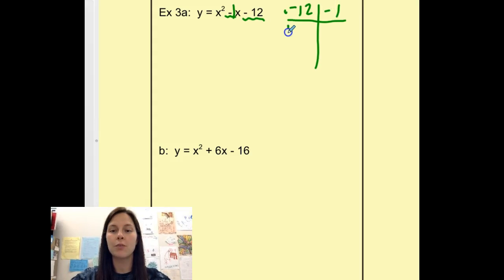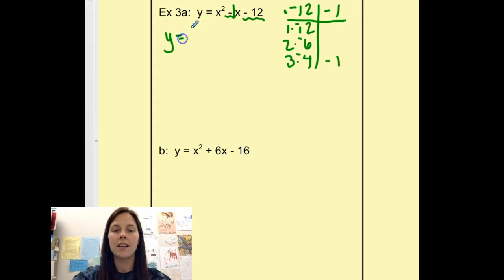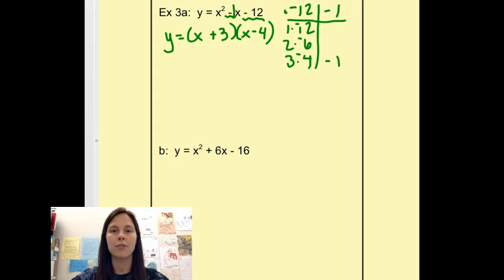The numbers that multiply to 12 are 1 times 12, 2 times 6, and 3 times 4. None of these add to 1, but then again, none of these numbers multiply to negative 12. So if we make one of the numbers negative, I'm making the bigger number negative because we're adding to a negative, so we want the larger number to be negative. 3 plus negative 4, the one at the bottom, does give us that negative 1. So when I factor this, I have x plus 3 times x minus 4. Again, that positive 3 times negative 4 multiplies to a negative 12, and the positive 3 plus negative 4 adds to the negative 1.